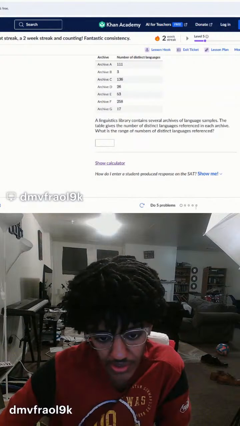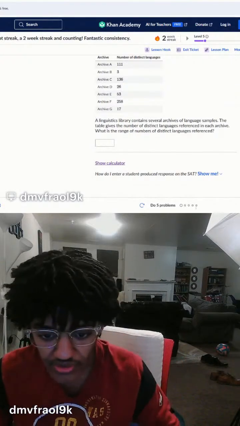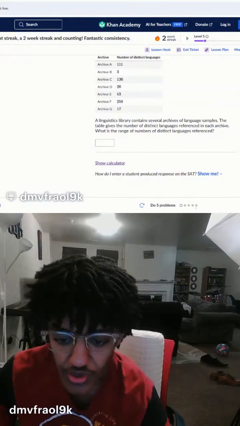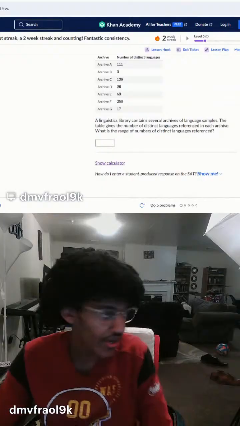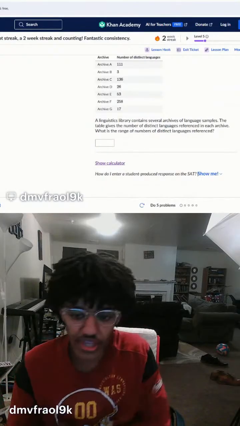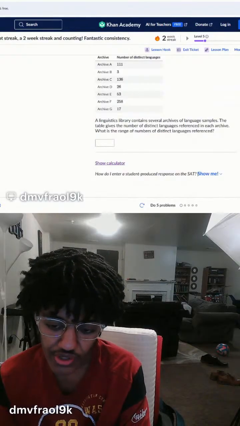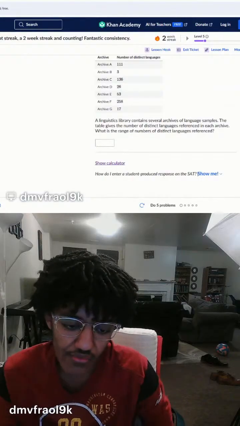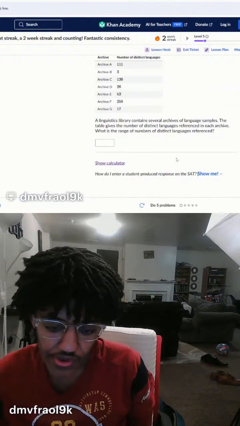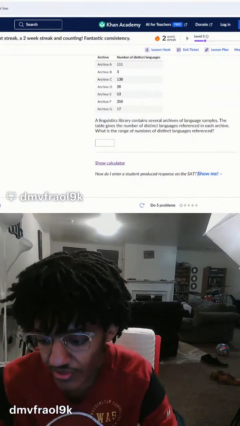A linguistic library contains several archives of language samples. The table gives the number of distinct languages referenced in each archive. What is the range of the number of distinct languages referenced?